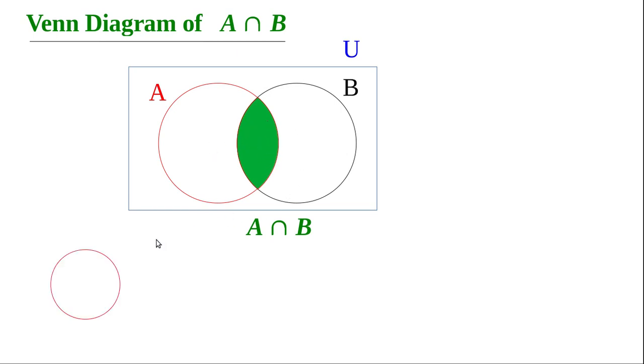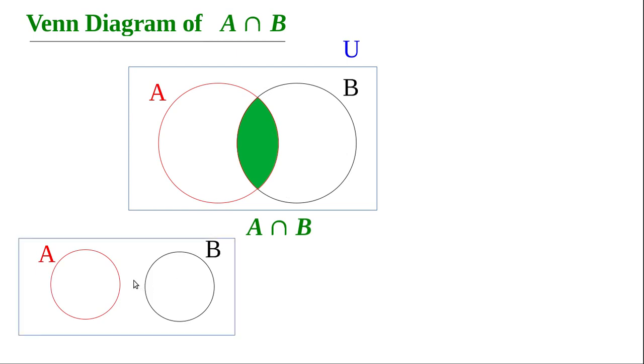Sometimes the two sets A and B may be like this, and do not intersect. Then what portion represents A intersection B? Here there is no portion common to A and B. Therefore, we cannot shade the portion A intersection B. Here there is no green shaded region. It means that there is nothing in common.